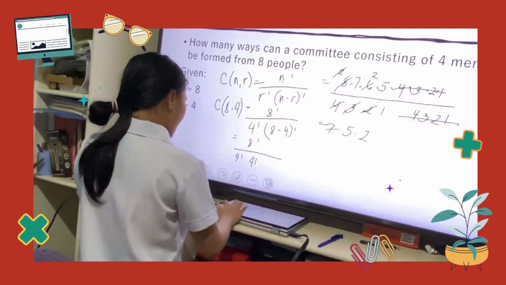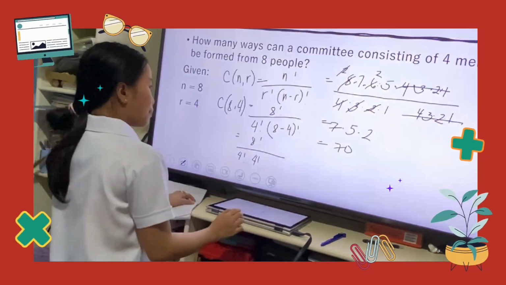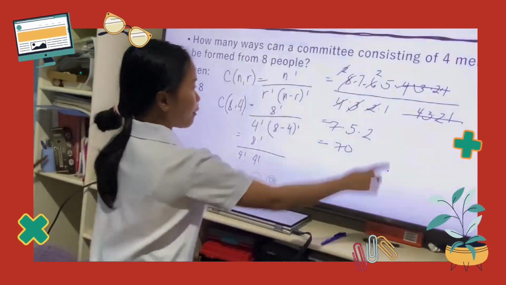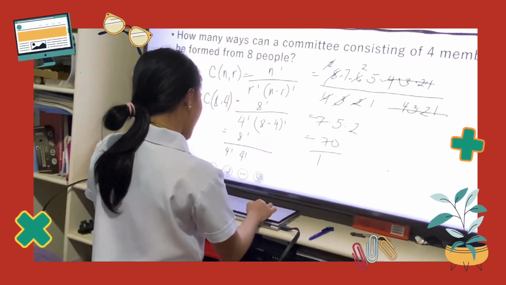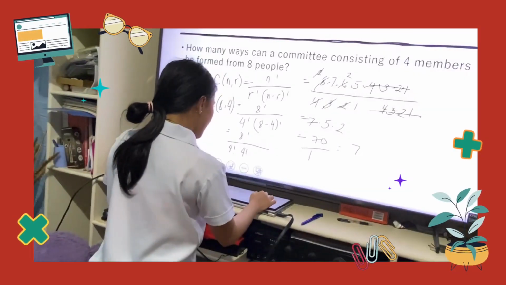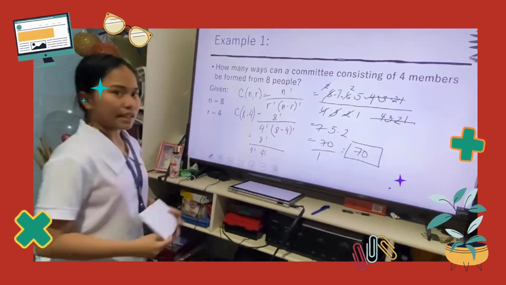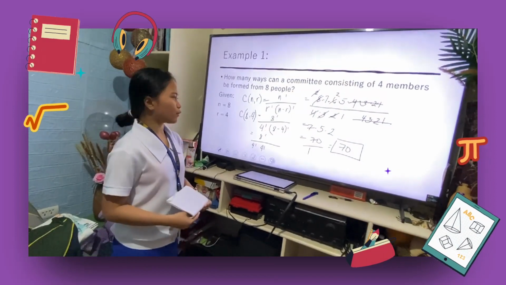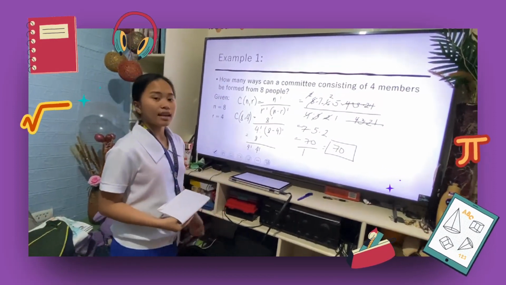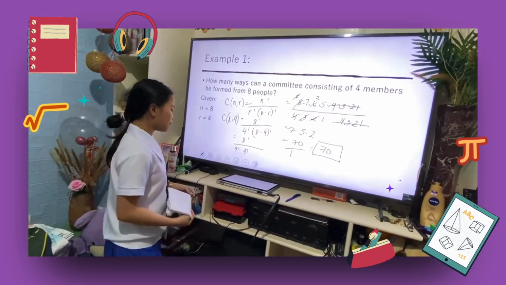7 times 5 times 2 is equal to 70. But wait, since there's a number 1 right here, we need to put it right here. So 70 over 1 is still 70. Therefore, there are 70 ways for this combination. Now, is there an easier method to calculate this? The answer is yes, by using another formula.